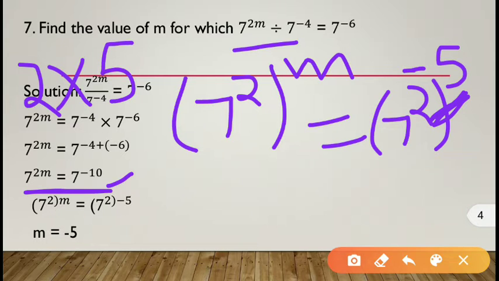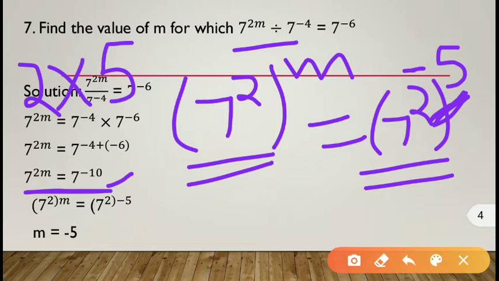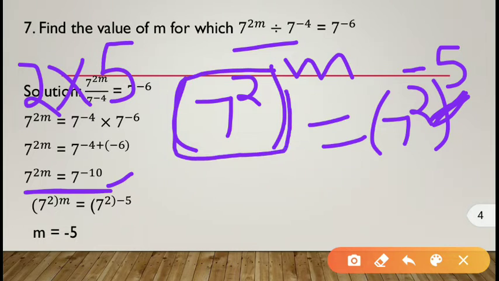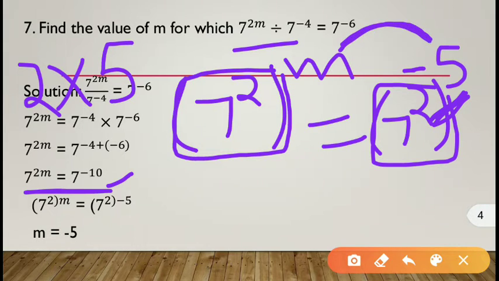So what is the purpose of doing this? What is the purpose of writing 7 to the power 2m as 7 square to the power m and 7 to the power minus 10 as 7 square to the power minus 5? Because here you can see 7 square is common on both sides. So we can easily compare the powers.